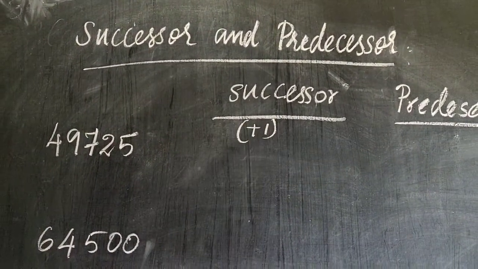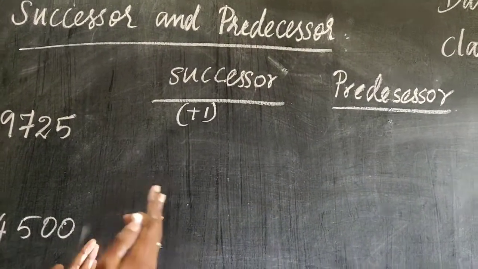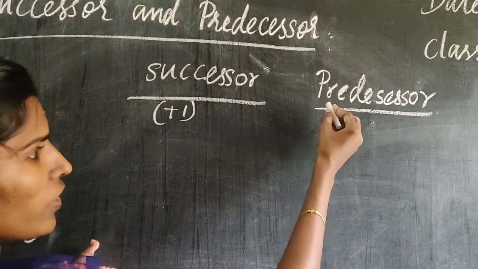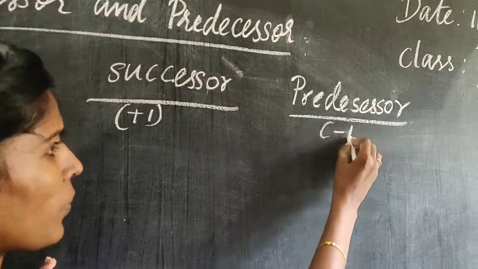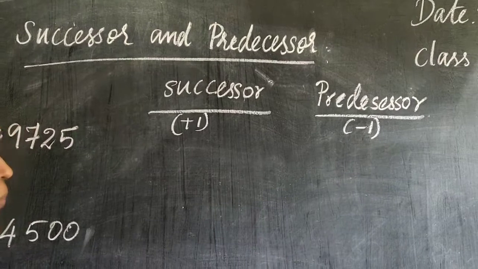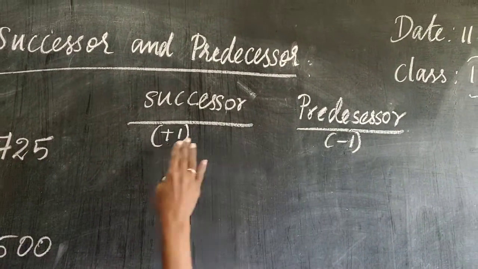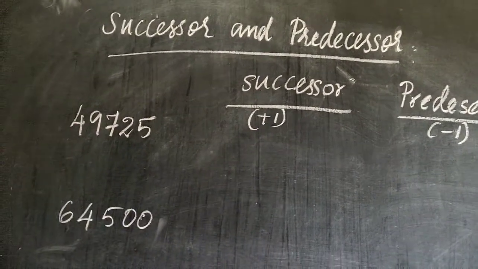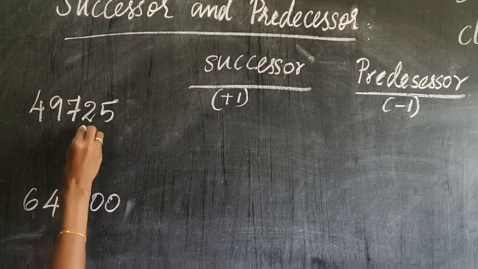And predecessor means before. Remember predecessor P and before B. That way you remember. So predecessor means minus 1, successor means plus 1. Predecessor is the before number, successor is the after number. So to find the successor, you have to add 1.